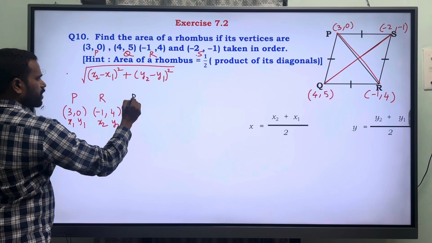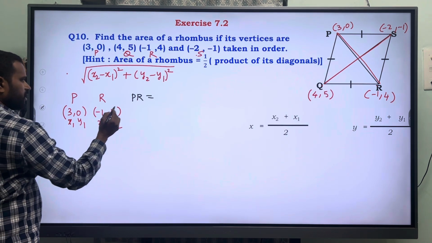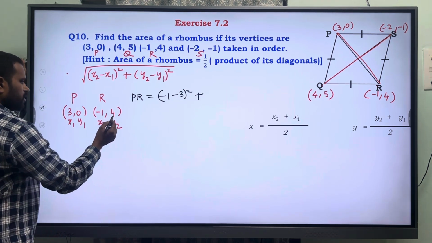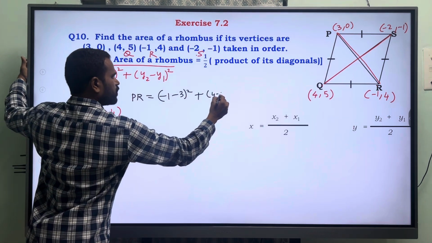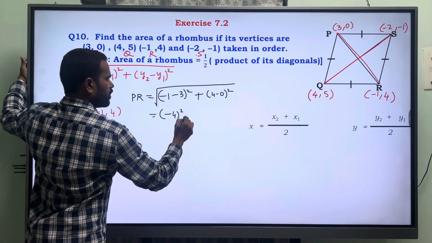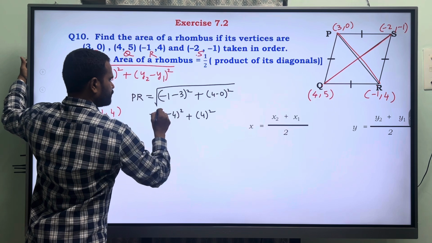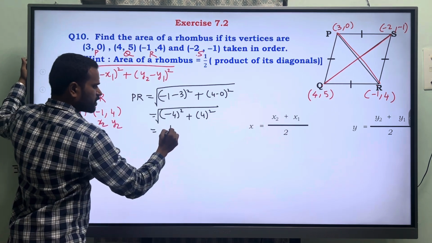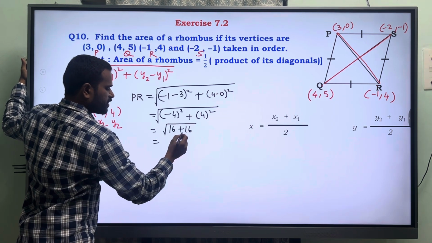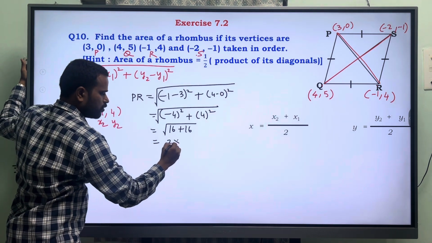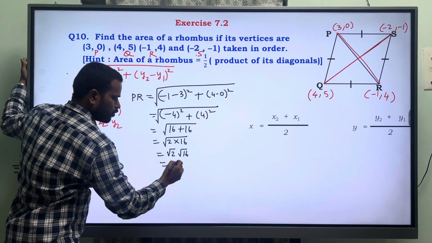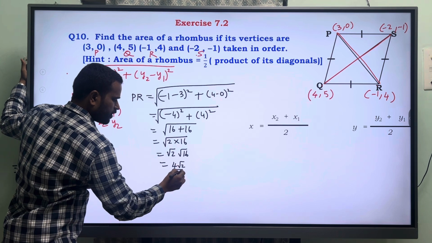Now let us find the distance PR. So x2 minus x1: (minus 1 minus 3) whole square plus y2 minus y1: (4 minus 0) whole square. So minus 1 minus 3 is minus 4 whole square plus 4 square. So that is how much? 4 4s are 16 plus 16. That is equal to root of 16 plus 16, which is 2 times 16, right? So that is equal to root 2 into root 16. So root 16 is how much? 4 root 2 units.